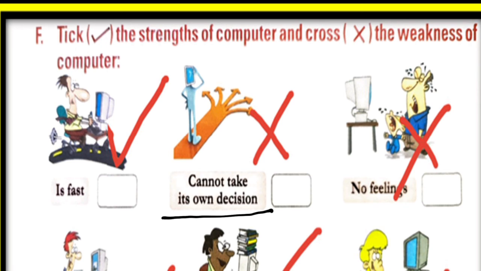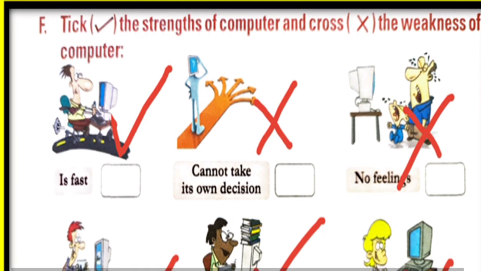Cannot take its own decision. Yes, it's a weakness for computer, because computer cannot take its own decision. We have to type on the computer. We have to give instructions. Okay, so cross it. Number three, no feelings. Yes, this is also a weakness of computer. Computer does not have feelings. If you give chocolates to the computer, the computer will not say, oh yes, I got chocolates. Computer will not say like this. So cross it. It is the weakness of computer. Computer does not have feelings.